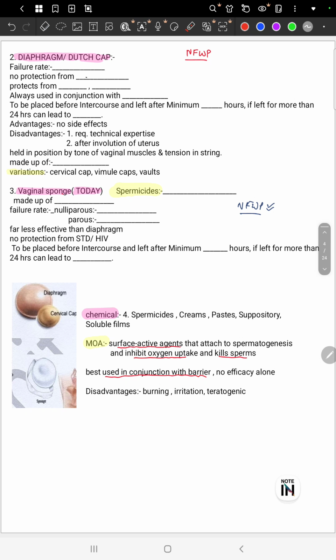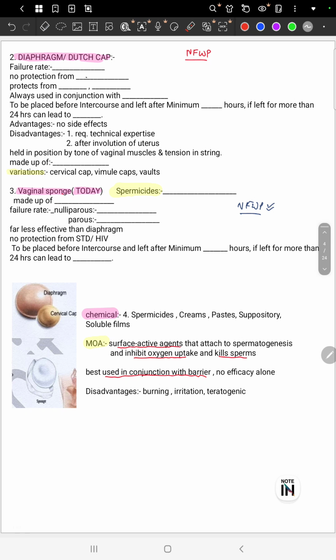Then, the next barrier method is the diaphragm or the Dutch cap. The failure rate in diaphragm or Dutch cap is about 6 to 12 per 100 women years. It protects from pelvic inflammatory diseases and the human papilloma virus. It is always used in conjunction with spermicides. Remember, very important thing: diaphragms act as the vaginal sponge. Both of them are always used in conjunction with the spermicide. However, on the other hand, the female condoms do not require a spermicide.